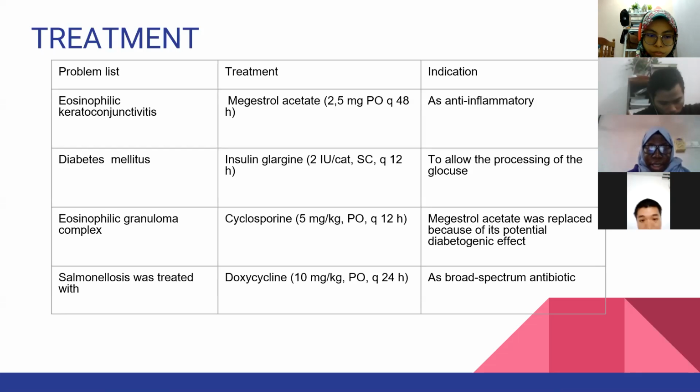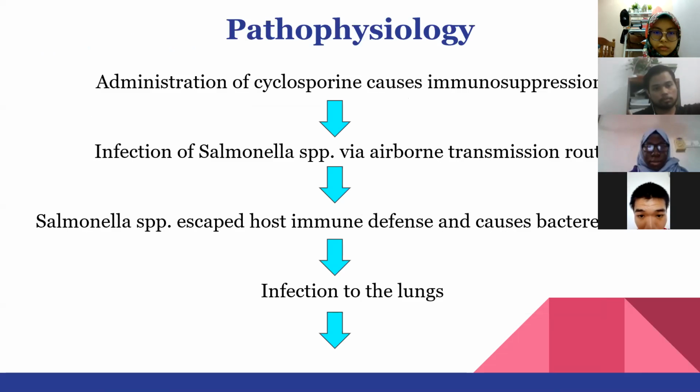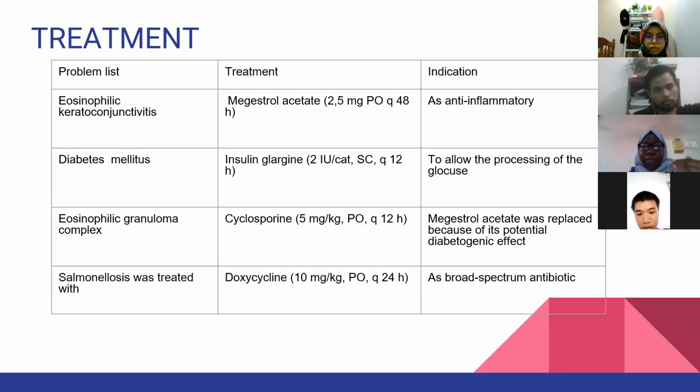The last thing is salmonellosis. They had to treat it with doxycycline, which is a broad-spectrum antibiotic. The prognosis was good because, as we know, for these treatment plans they had to treat one by one, and whenever the cat showed a good condition, they would go to the second plan. Then the pathophysiology.